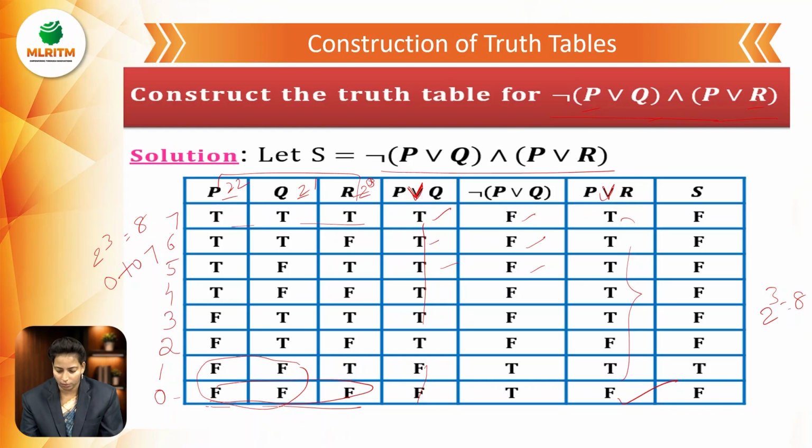Next, apply conjunction of negation (P or Q) and (P or R). Let us consider this as X and this as Y, the first term and second term. The conjunction truth table says if both are true, then the result is true. So in the last but one case, both are true, so the result is true. Otherwise, all are false only. So this is the first example.